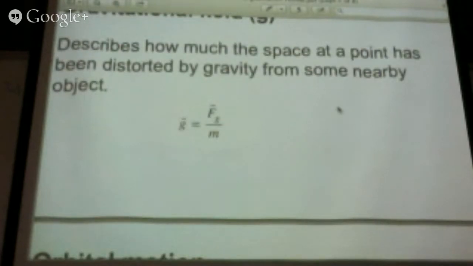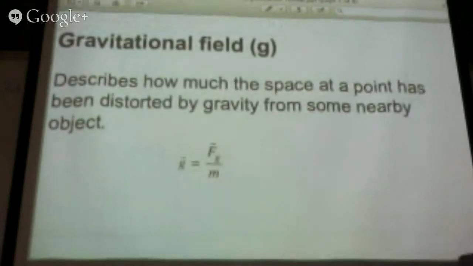All right, and the last thing. Here we go. Gravitational field. Sorry, it's not showing up. Let's see, maybe it wants to scroll up for us this time. It does. Gravitational field, little g.